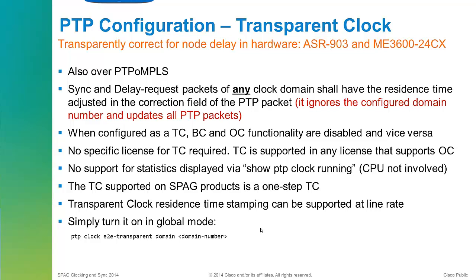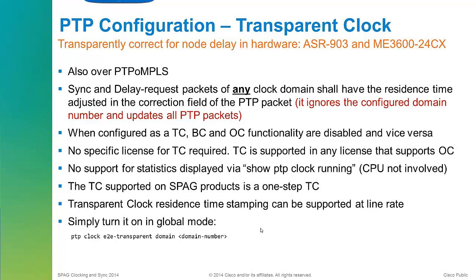The sync and delay request packets is adjusted in this correction field. Now I show there below that when you configure this, you can configure the domain number, but actually it ignores it, so it doesn't really matter. Any PTP packet is going to get stamped. But once you configure something as a transparent clock, boundary clock, ordinary clock, everything is disabled. So it's really not participating in the PTP flow at all. All it's doing is understanding what packets look like PTP and stamps them.